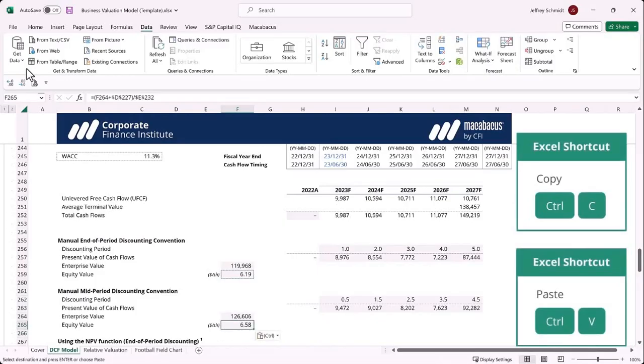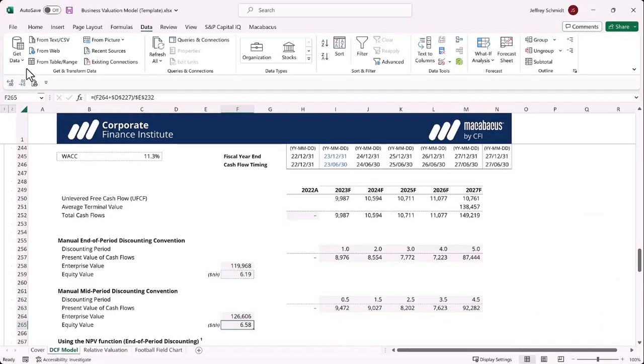So the equity value per share is a little bit higher because we are moving the discounting forward. So our present value increases. You can see a higher enterprise value than in the end of period. Therefore, that translates into a higher equity value per share just through changing your discounting convention.